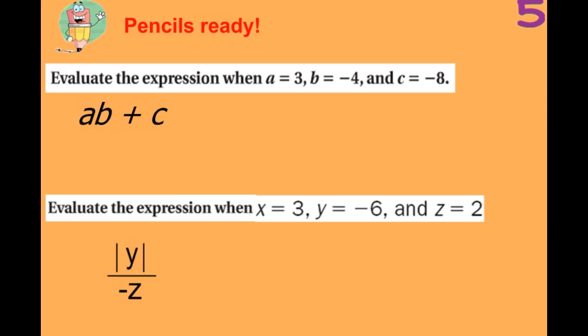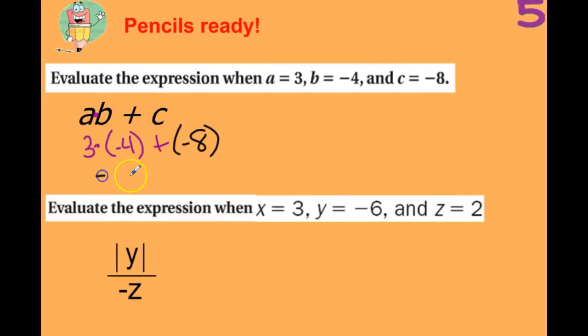All right, very last couple, I would like you to try on your own, and then click play to see if you got them right. We have A multiplied by B. A is 3 times B, which is negative 4, and then add C. C is really, let's fill that in actually, C is a negative 8.